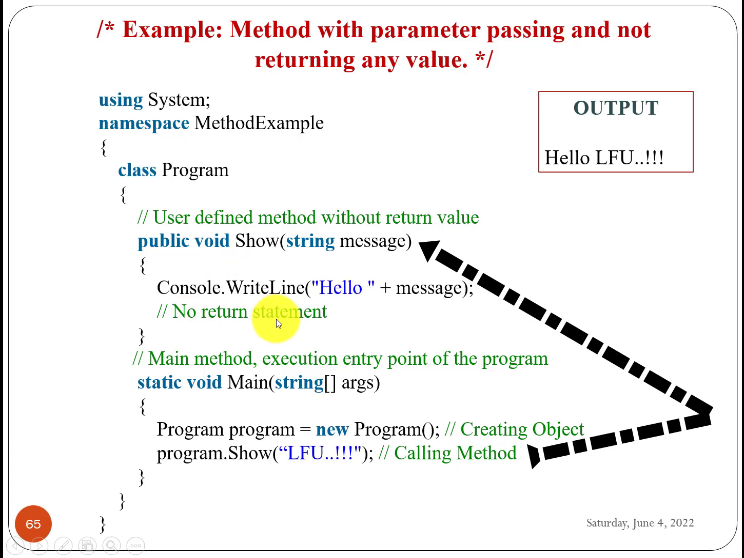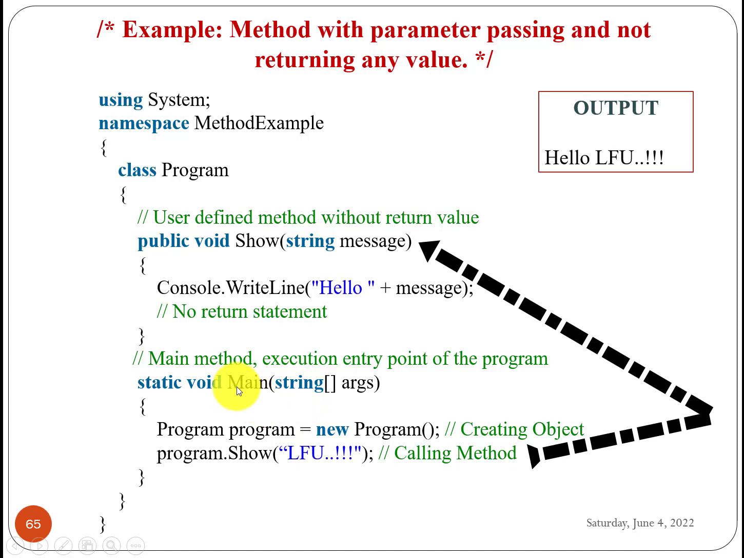So no value is going to be returned from this method, definitely. And we close the bracket. After that, the main method is the execution entry point of the program. Static void main. Here I want to say one more thing that is very important for the main method.